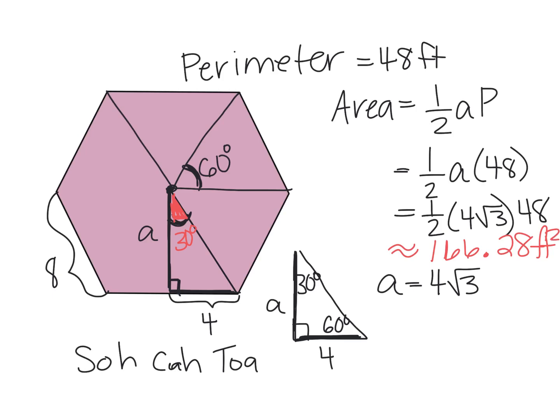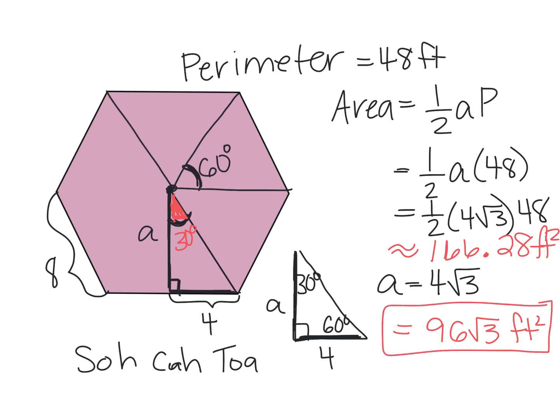And actually you don't have to round. We could give a final answer that's exactly equal to 96 times the square root of 3 square feet. That would be the best answer. But if you did have to round to a decimal, that's what you would get.